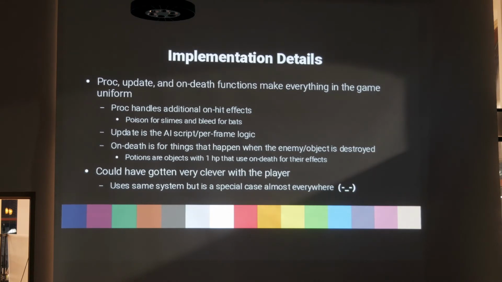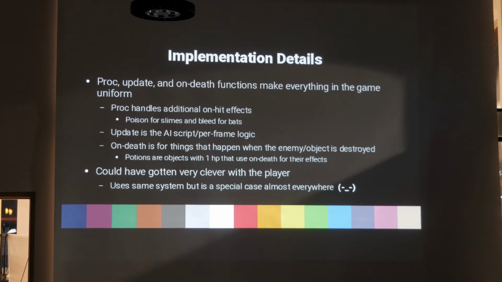The proc handles additional on-hit effects. So for example, the proc function is going to be the thing that will be called when a slime or a bat hits you, and it'll roll some dice and decide whether or not you're going to get poisoned or start bleeding. And you can actually get multiple instances of poison and bleed, and pretty much any effect. You can have multiple instances of any effect on you. So if you're poisoned like 3 or 4 times, you're going to die in like 1 turn. I don't know, I thought that was pretty cool.